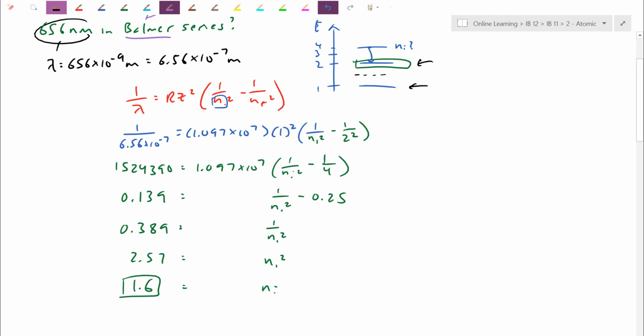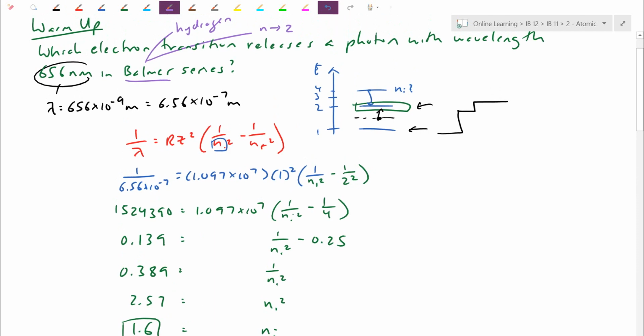An electron can't be on 1.6. There is no place to sit. That isn't one of the steps that it's allowed to actually be on. Let alone, even if 1.6 could exist, if 1.6 jumps to 2, it's having to gain energy. This is not going to release a photon at all. So what's the problem here? Why isn't my math giving me the correct answer?